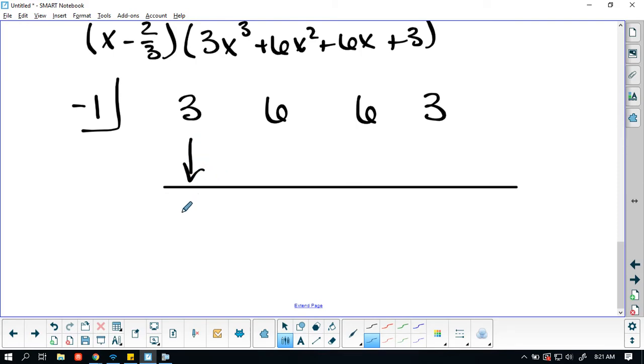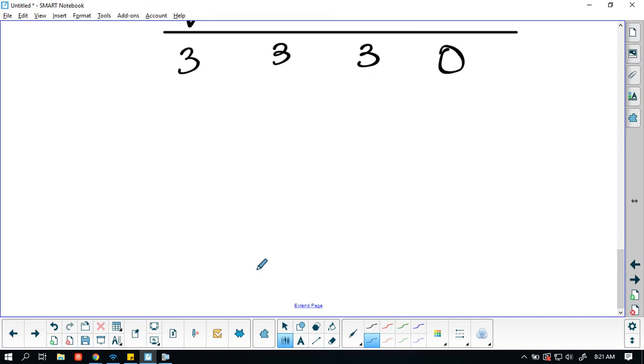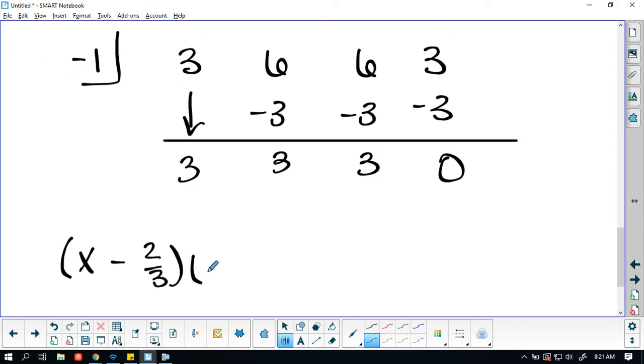3 drops down. 3 times -1 is -3. This is going to be 3. 3 times -1 is -3. 3 times -1 is -3. So that, again, is a 0. Right, so these are our two rational roots. These are our two real roots. X minus 2/3. Again, I'm changing the sign here, so this is a -1. I'm going to go with a +1.